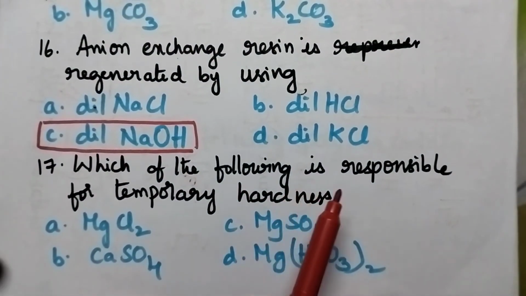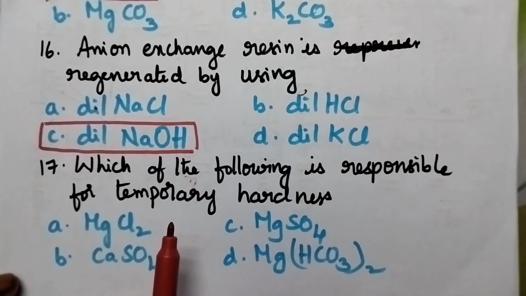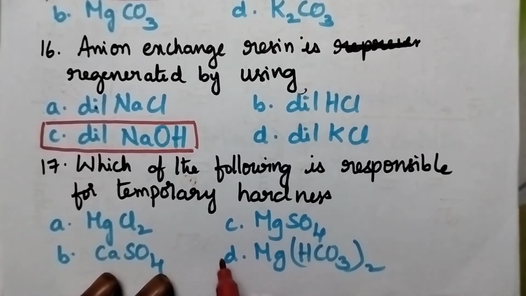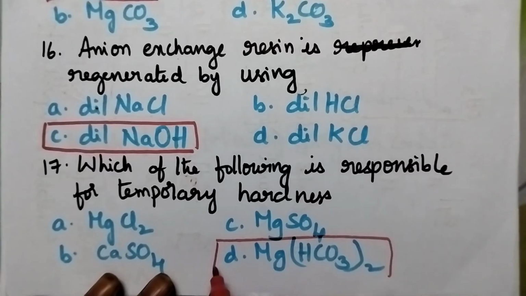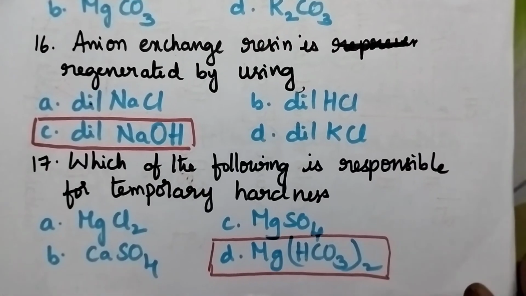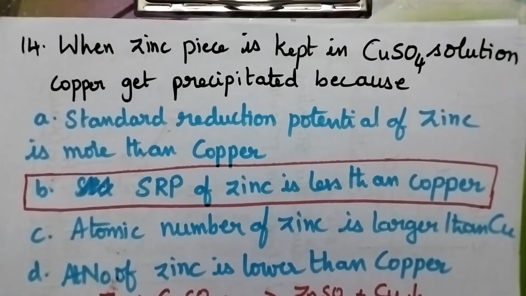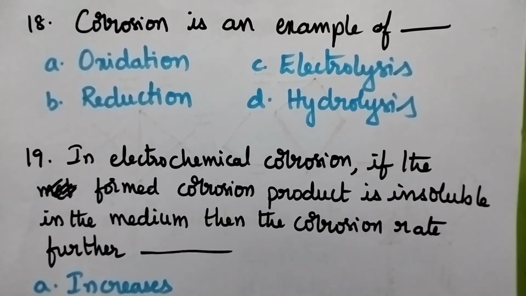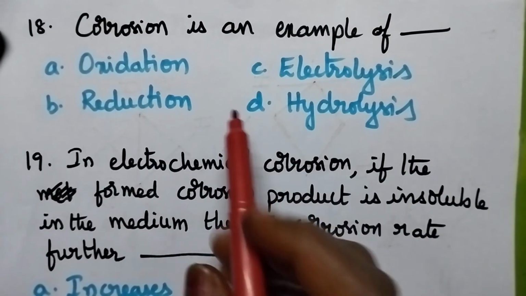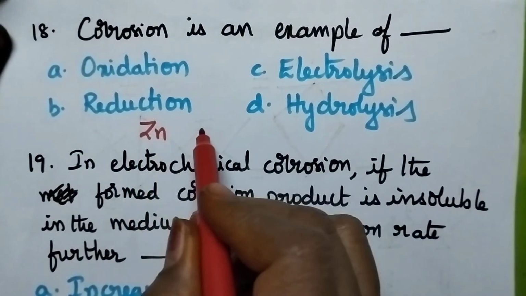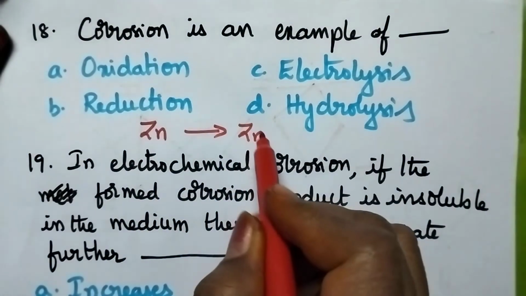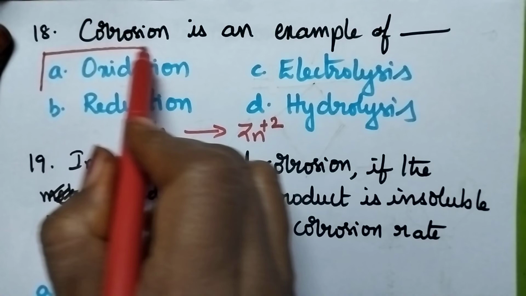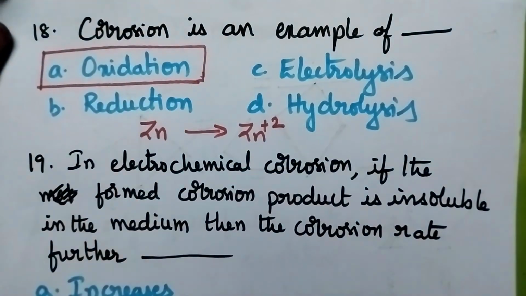Which of the following is responsible for temporary hardness? Temporary hardness is mainly due to the presence of bicarbonates of magnesium and calcium. So here option D, that is magnesium bicarbonate, is the right answer. Corrosion is an example of. Whenever metals undergo corrosion, they result in the formation of metallic ions. So it is a good example of oxidation. So option A is the right answer.